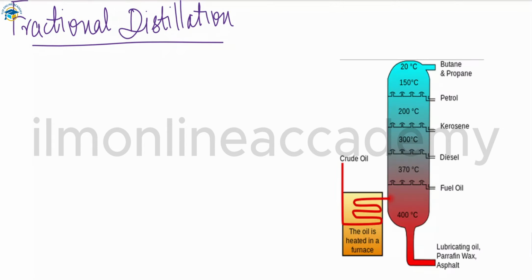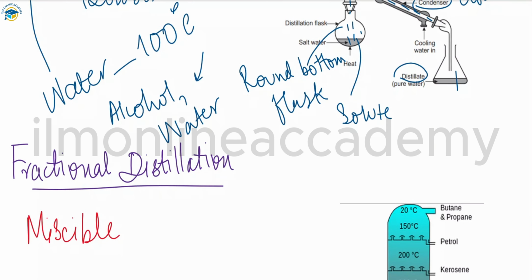So for the fractional distillation, this is mostly done to separate two or more liquids that are miscible with each other. For that, first the solution is heated to the temperature of the substance with the lowest boiling point. Like if we talk about the previous example of alcohol and water, the boiling point of the alcohol is 70 to 72 degrees Celsius and the water is 100 degrees Celsius.